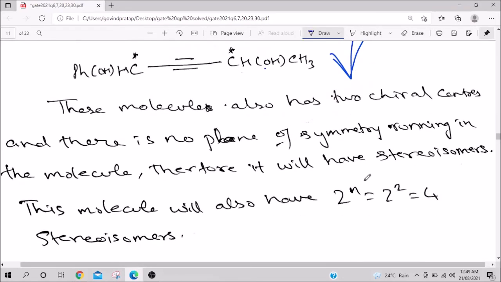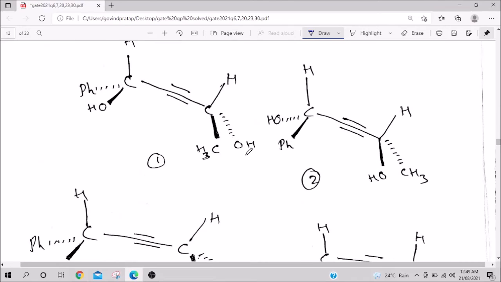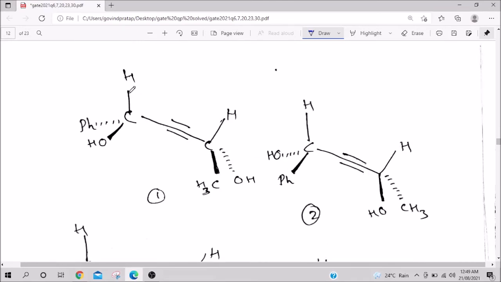So how many are you expecting? Again, 2 to the power n, that is 2 to the power 2 equals 4, so you will be getting four stereoisomers. So let's make both hydrogens in the plane and play with this part. OH front, OH behind, CH3 front, CH3 behind. And here what you are doing is just reversing it. So you are putting CH3 front, OH behind. Here you are putting CH3 behind, OH front.